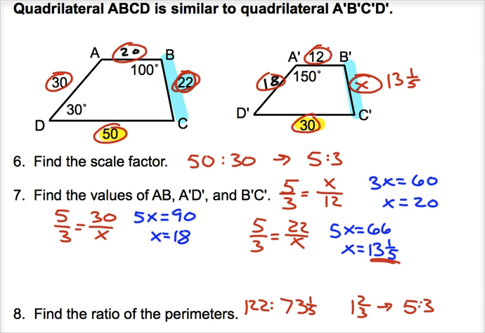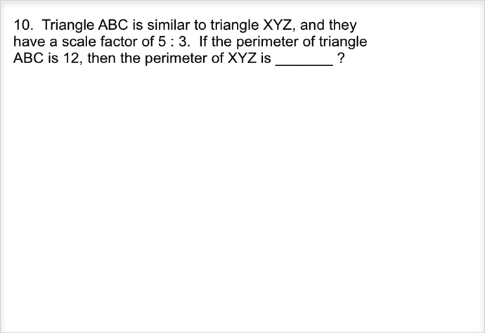Now, here's something sort of interesting if you notice. The ratio of the perimeters is 5 to 3, and notice that the scale factor back in number 6 is also 5 to 3. And this is going to happen for any problem. If you ever see a question where it asks, find the ratio of the perimeters, if you already know the scale factor for two sides, the ratio of the perimeters is going to be the same exact value.